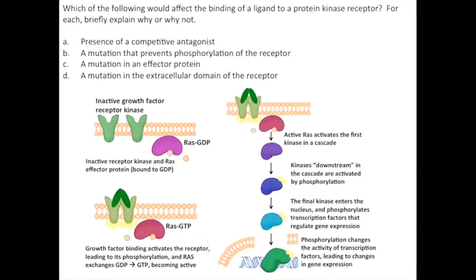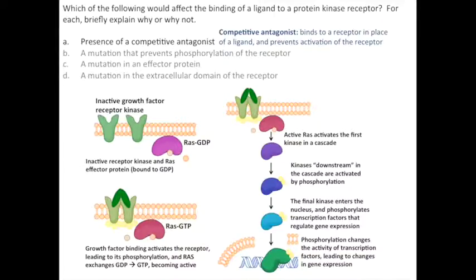So now let's go back to the problem. Which of the following would affect the binding of a ligand to a protein kinase receptor? And in the first one, we're asking about the presence of a competitive antagonist. This one is pretty straightforward, because a competitive antagonist, by definition, binds to a receptor in place of a ligand and prevents activation of the receptor. So in this case, the competitive antagonist is itself binding to the receptor instead of the ligand.